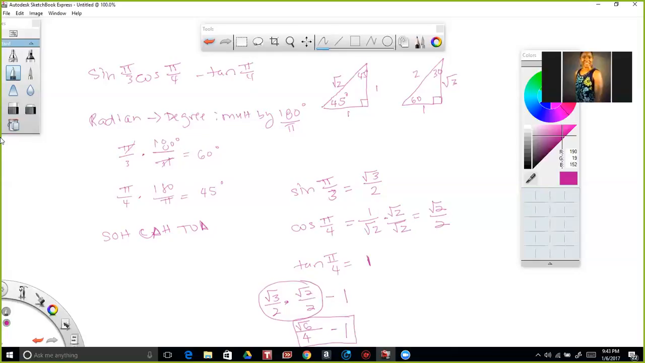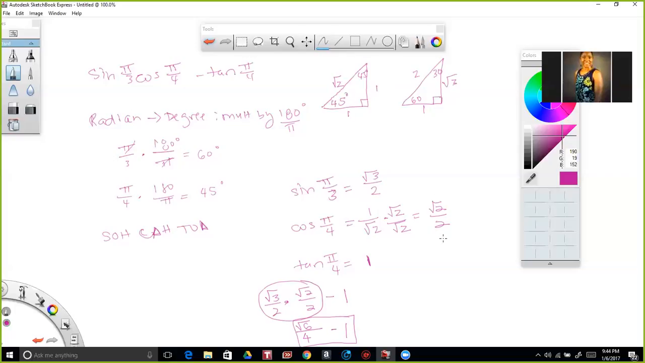Recapping, the way that I did it was I converted the radian to degree mode by multiplying by 180 over pi. I converted each radian to degree, so we're dealing with the 60 degree and the 45 degree. It's a matter of which triangle I am referring to when I say sine of pi over 3. We knew we were dealing with the 60 degree angle, so we're dealing with this triangle. And with pi over 4, we're dealing with the 45, 45, 90 degree triangle.